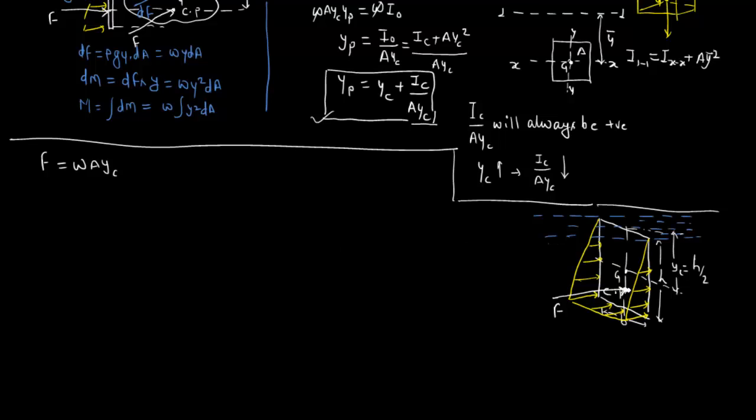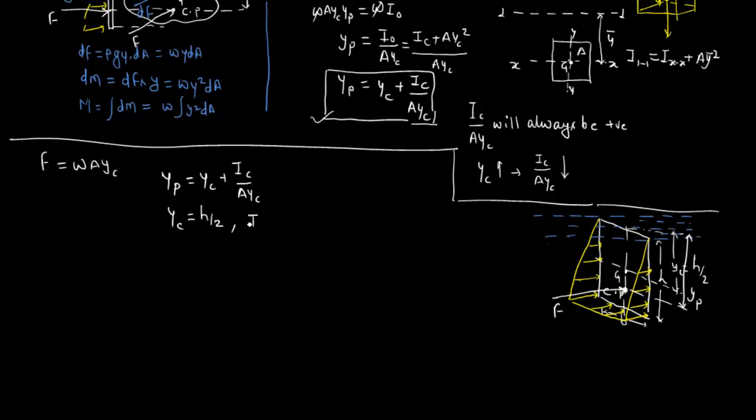So we know the formula. Well, I'm writing it again: yp is equal to yc plus Ic by A yc. Okay, so what is yc here in this case? Obviously yc in this case is h by 2.